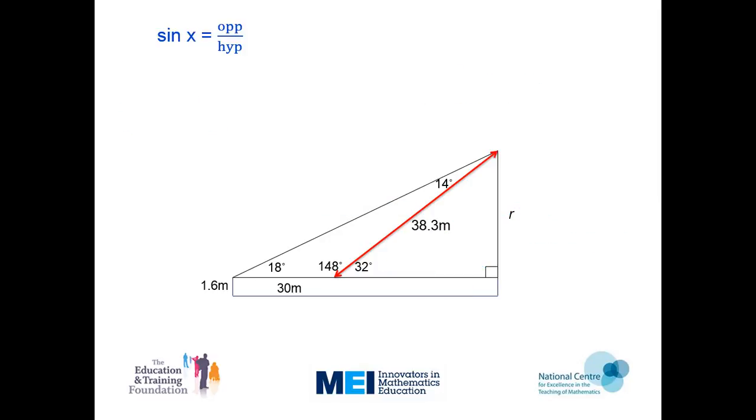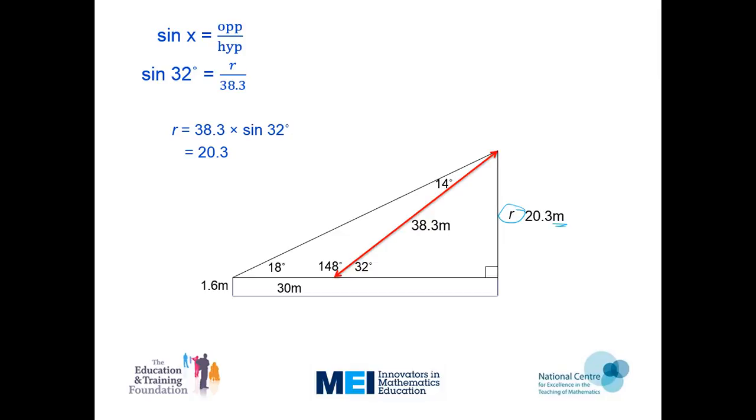Or to be more correct, sine x, sine of the angle, is the opposite over the hypotenuse. And my angle is 32 degrees. So I can put that in. And I can put in R was my opposite and my 38.3 was the hypotenuse. And again, a little bit of rearrangement. Take that 38.3 up. R is 38.3 times sine 32. Put that into the calculator and R will come out to be 20.3. And again, I'll put in metres. It's a height.